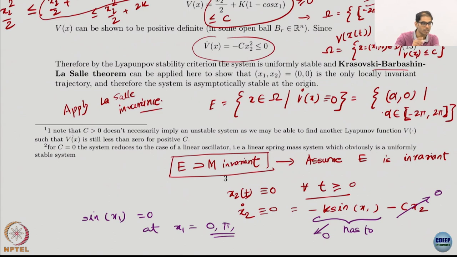So we started by assuming that E is the invariant set, but to ensure that E is in fact invariant, I required sin x1 to be 0, which gave me exactly two values. Not all of E. Everything else is the same, 0 and pi. I know 2 pi is also there, but it's all the same, so I'm not including them. So what do I have? I have that the invariant set M is equal to what now?